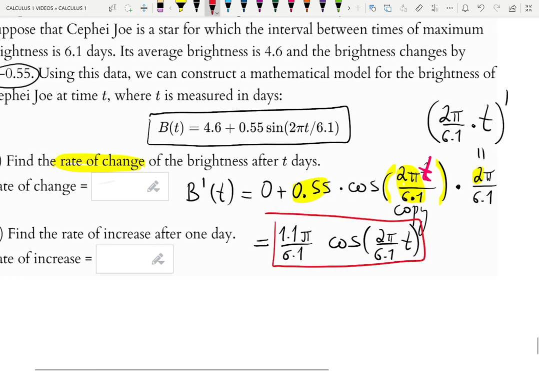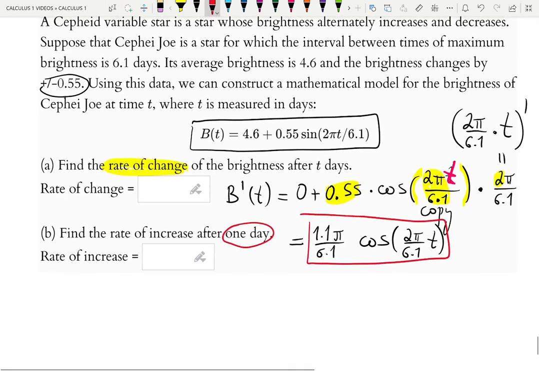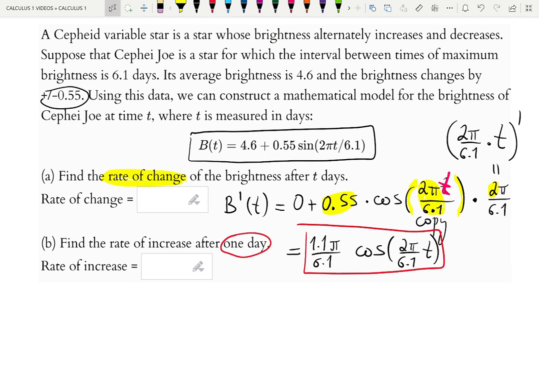For B, they just want us to substitute a value. Find the rate of increase after 1 day. I need to check the units for t. If t is measured in years, that's going to be 365 days, right? So I will have to divide by that. In months, 30 or 31, and so on. Luckily for us, t is measured in days. Thus, I just need to substitute 1. For B, I need to find B prime at 1.